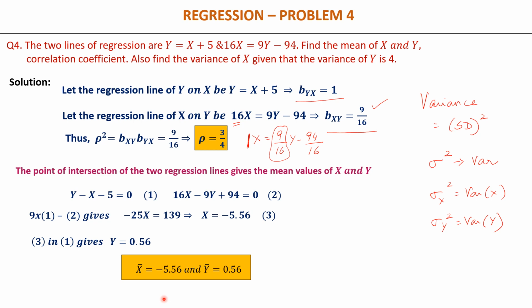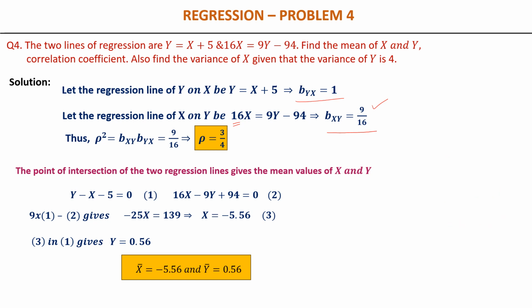Now you may ask, why not take the other way around? What would happen if I take the regression line of x on y to be the first equation and y on x to be the other equation? Will I get the same rho? Let us check it, because we have taken the first guess and that has worked out. So suppose I take the regression line of x on y is y is equal to x plus 5, which we write as x is equal to y minus 5. Now this is the regression line of x on y.